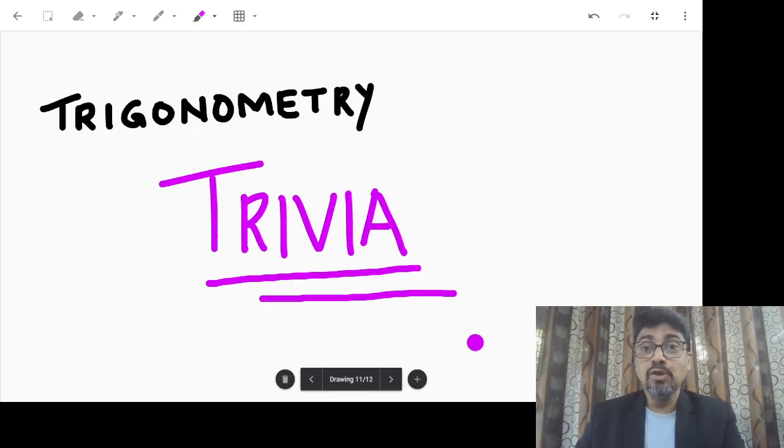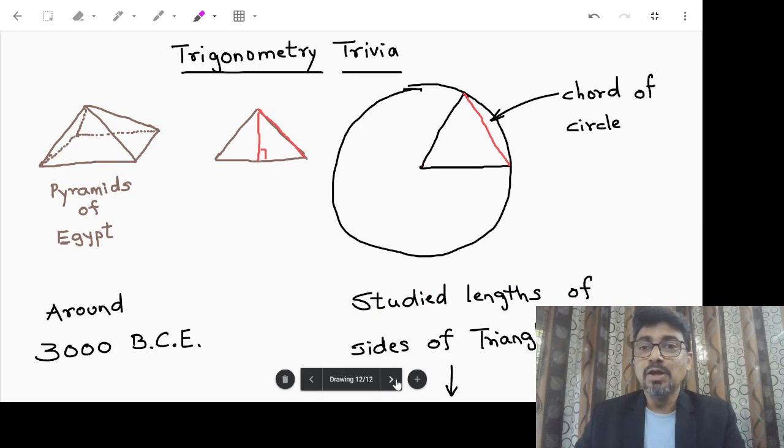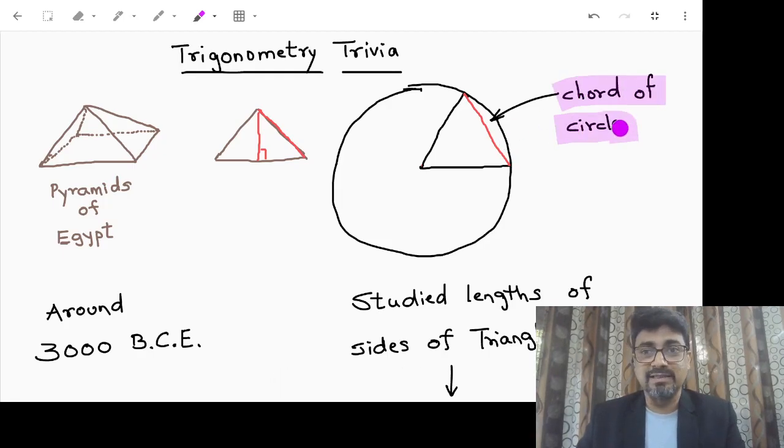Trigonometry trivia. So what do we learn today? Today we go back to around 3000 BCE and see how trigonometry started. So this was the time while the pyramids were being built in Egypt. The people involved were trying to study the lengths of sides of the triangles, and to find out one of the sides of the triangle, they tried to draw a circle such that the triangle fits something like this, and the required side formed what is called today the chord of the circle.